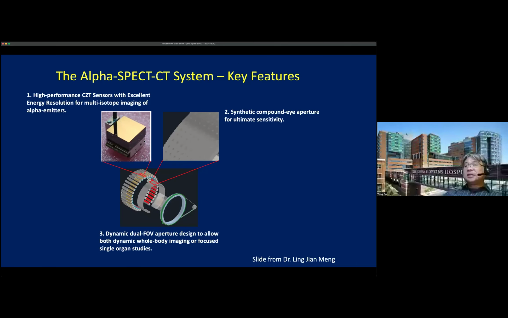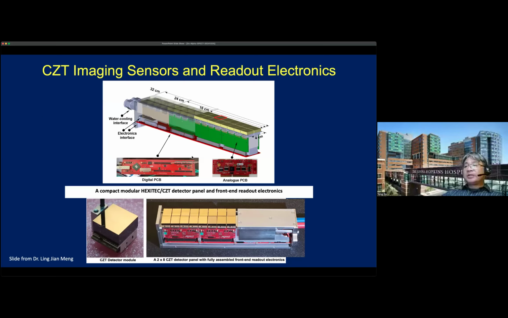Now we use CT detectors and also a compound eye design with multiple pinholes, and we can have different pinholes for high sensitivity or high resolution. This shows you the detector element we use and also the electronics. There's a 2 by 8 detector, so we have a 2 by 20 centimeter detector size to build the full range detector.